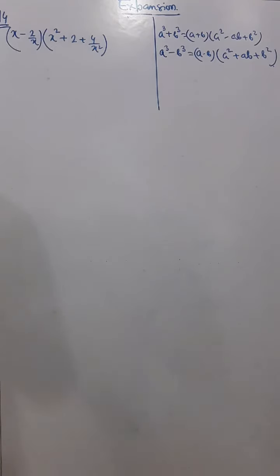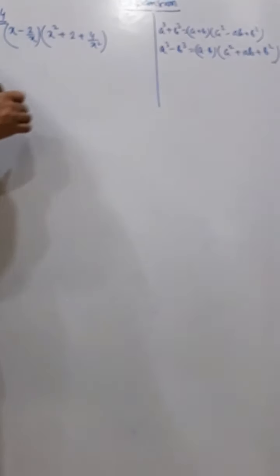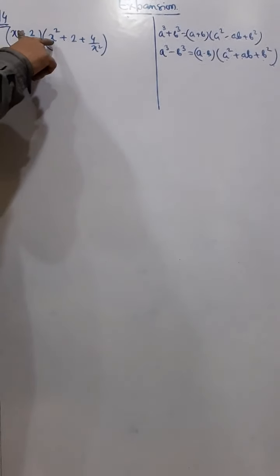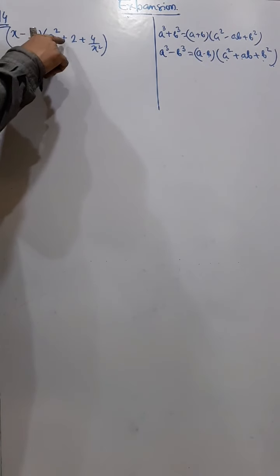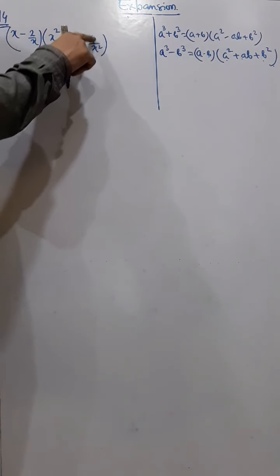Okay, now this sum is in the form of a cube minus b cube, that is (a minus b)(a square plus ab plus b square). So you can see this is a and this is b, so we have a minus b, and this is a square, and this will be plus ab. So when you do ab, it becomes 2, and then plus b square.